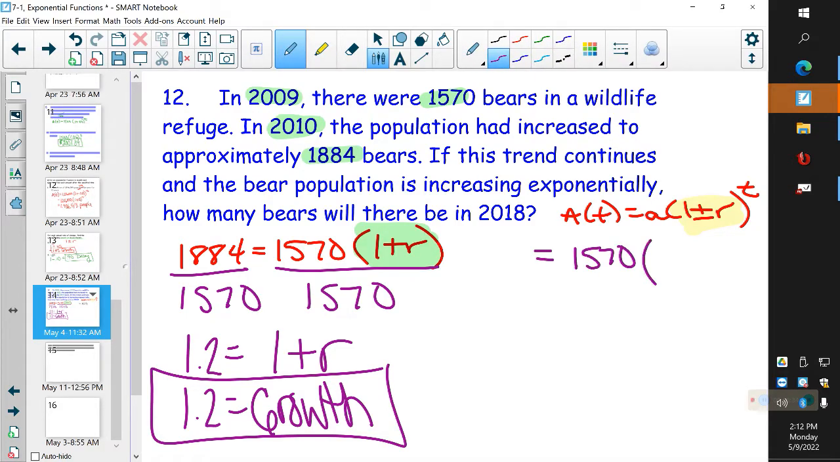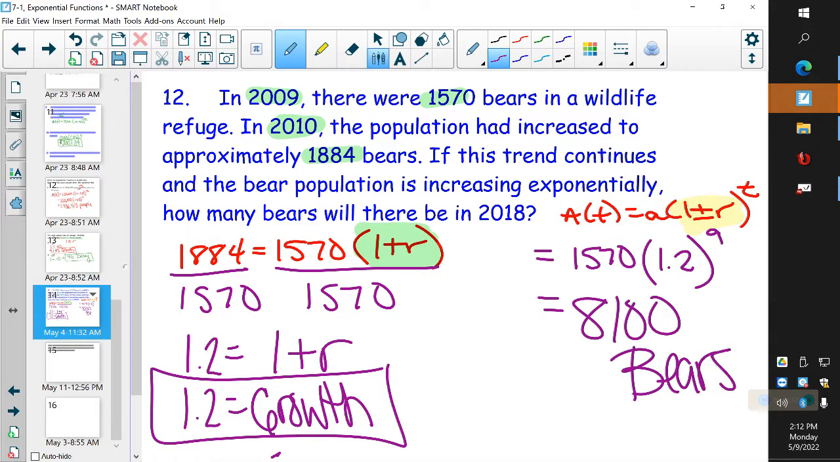1570 is what I started off with. I know this is 1.2. Now I want to know how many bears I'm going to have when I started in 2009 to when I end in 2018. How many years is that between them? 9 years. So how many bears will I have? 8,100. I will have 8,100 bears in 2018 based upon a 1.2 growth factor.